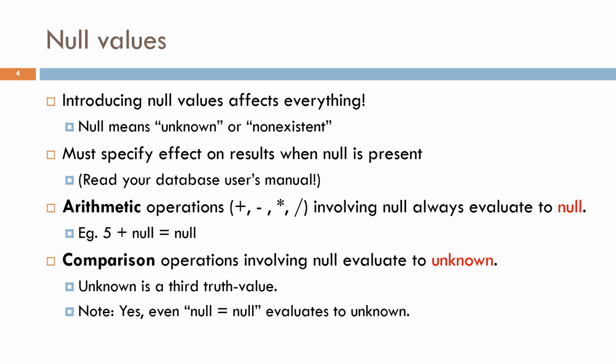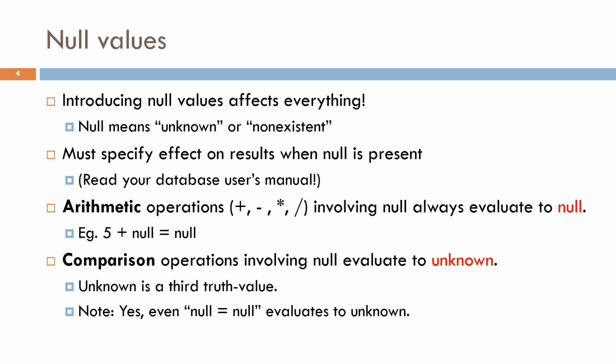Secondly, in comparison operations, a null value leads to an evaluation of unknown. Unknown represents a third truth value alongside true and false. Surprisingly, even comparing null to null results in unknown. It's like trying to compare two unknown things. We simply cannot determine if they are equal or not.